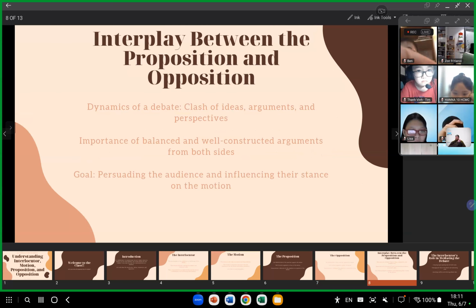The next topic that I want to talk about, now we've covered those definitions, is the interplay between the proposition and the opposition. And interplay just means, how do they interact with each other? How do they talk to each other? So the first thing to discuss are the dynamics of a debate. So what happens during a debate?